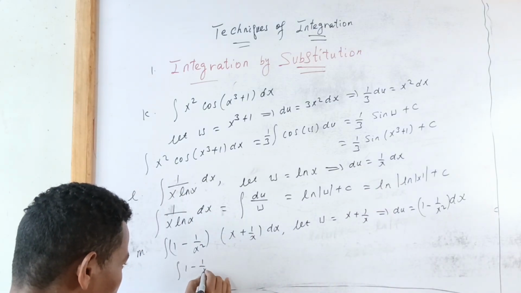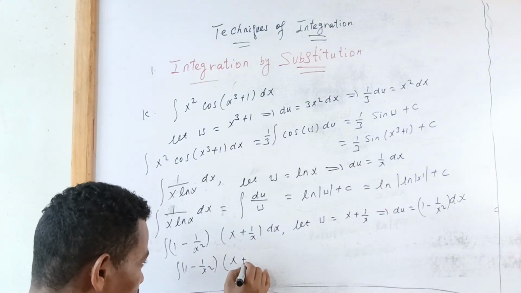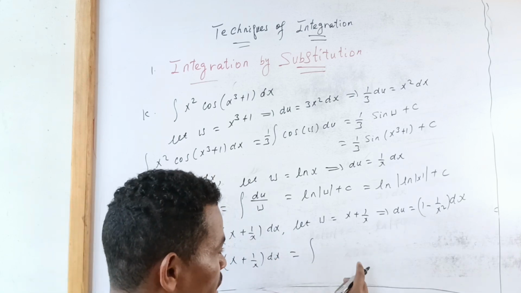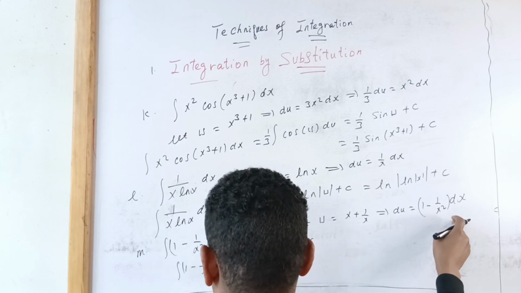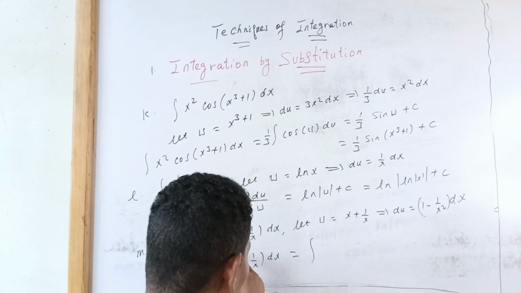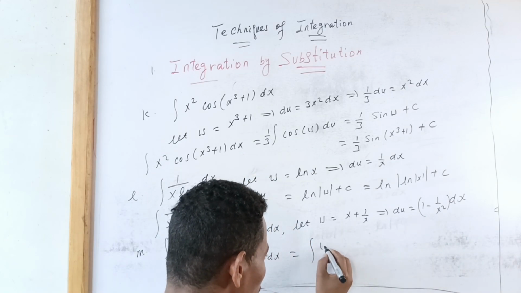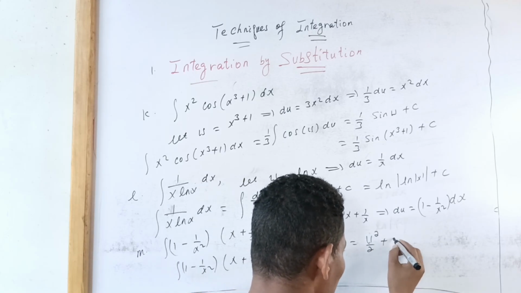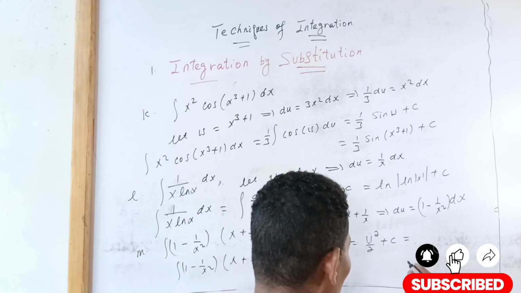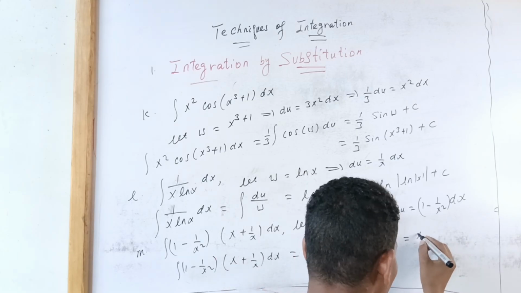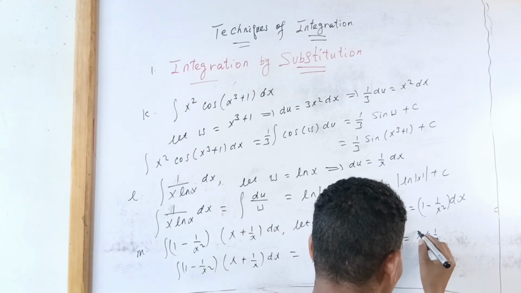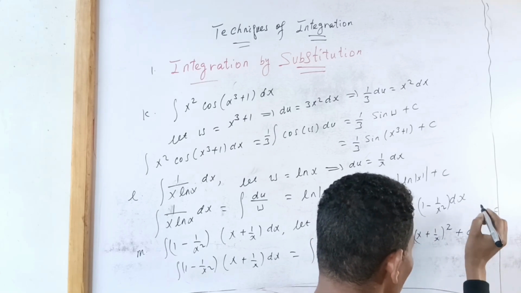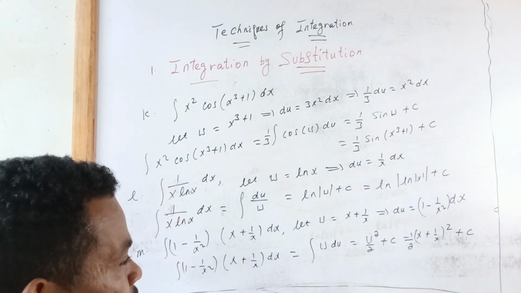So the integration of 1 minus 1 over x square times x plus 1 over x dx is equal to the integration of 1 minus 1 over x square dx, which is du, and x plus 1 over x is u, that is u du. This is equal to u square over 2 plus constant number c, that is x plus 1 over x, the whole square, over 2 plus any constant number c. That is all for today. Thank you.